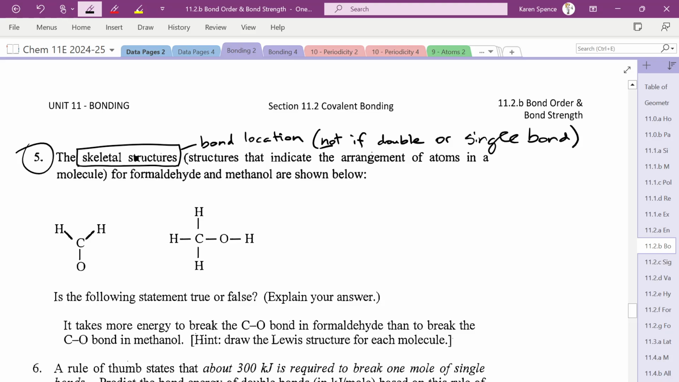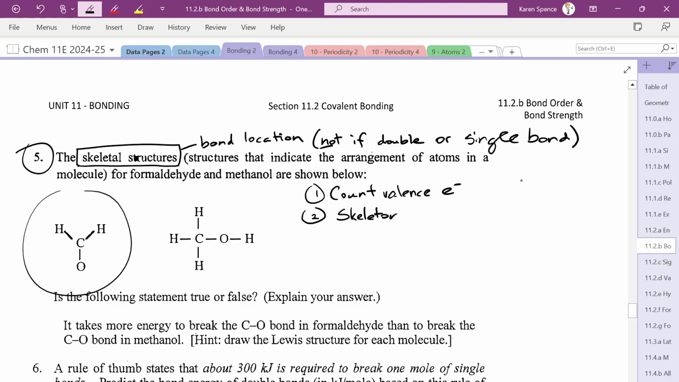Now, what is step 1 of drawing a Lewis structure? Tell your partner, what is step 1? Count the valence electrons. Number 2 is draw the skeleton. And so we have a skeleton here. We're going to do this one.